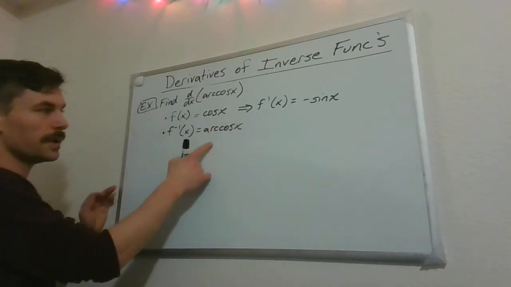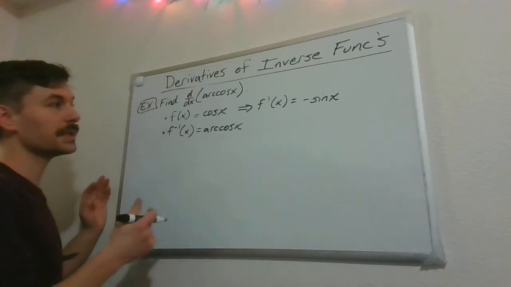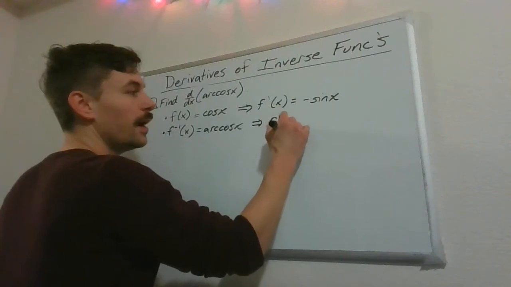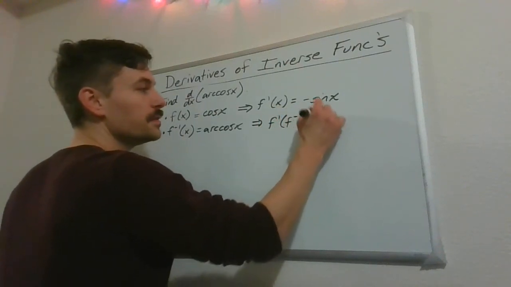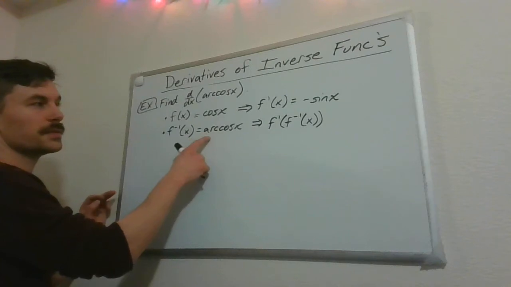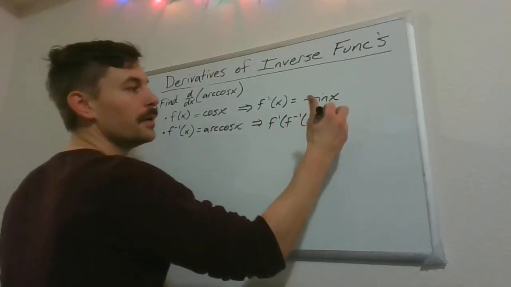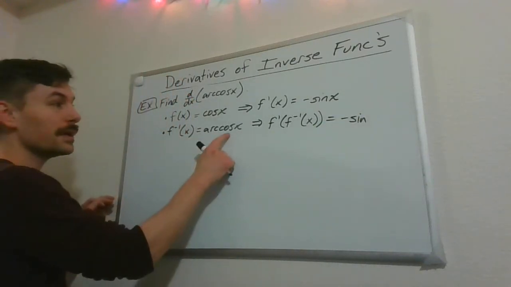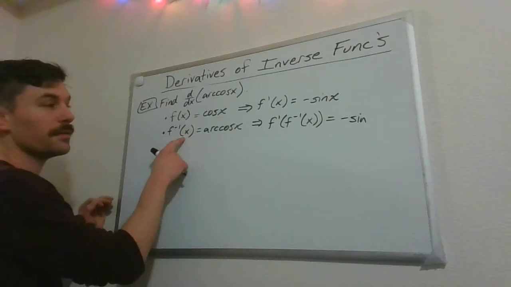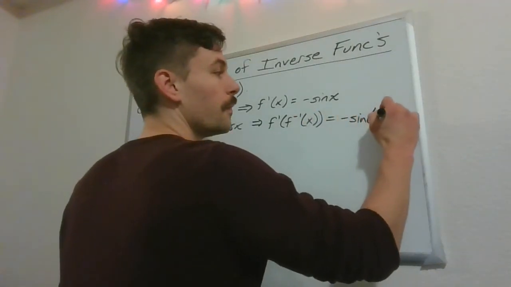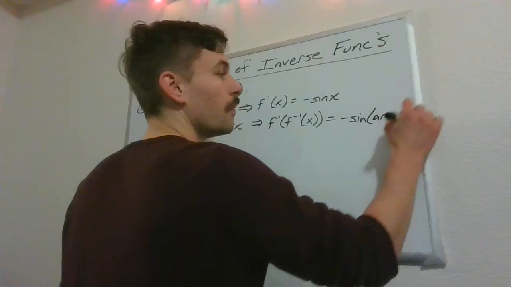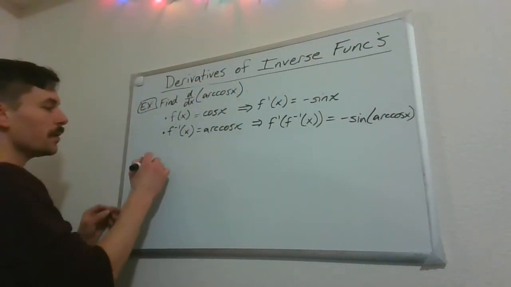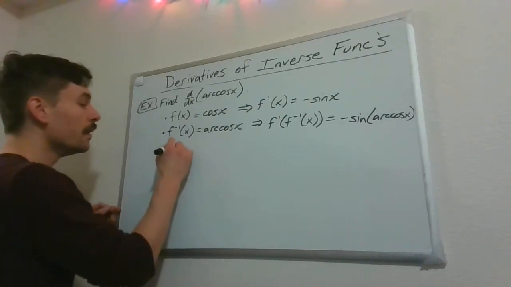I usually like to write this here just as a reminder, in particular because we end up having that term in the denominator that's f prime of f inverse of x. So I like having this here as a reminder: okay, I'm doing f prime, which looks like negative sine of something. What is that something? It's whatever f inverse is. So this is going to end up being our denominator for the derivative. Okay, so let's go find that derivative.